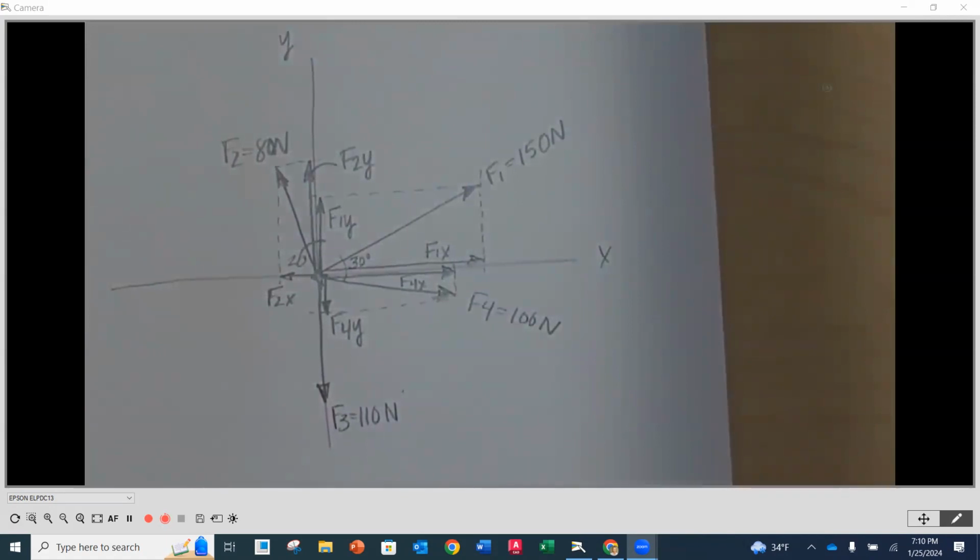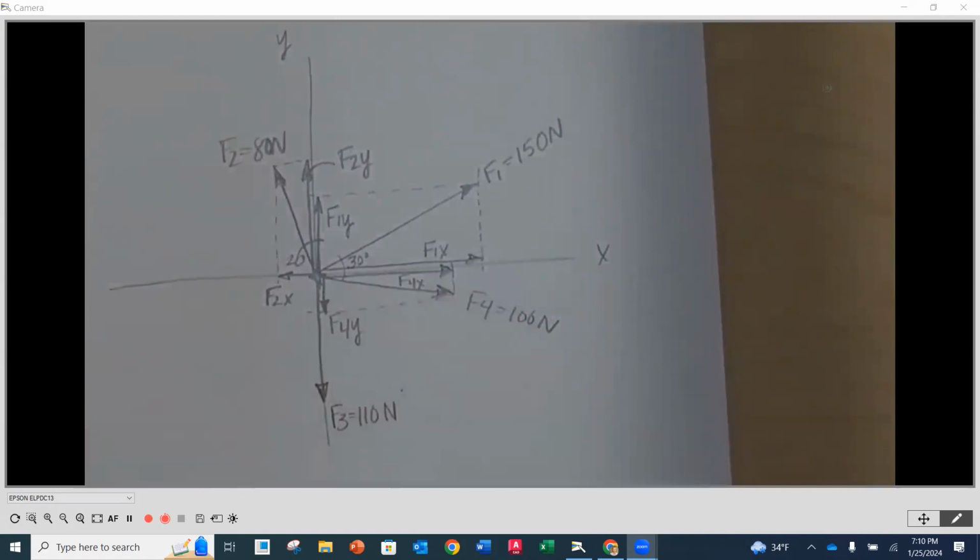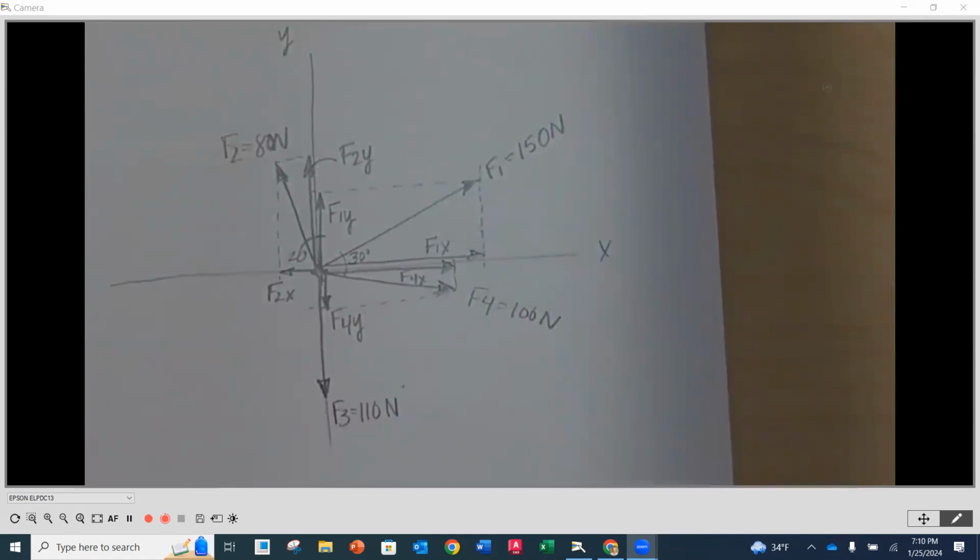Now, does everybody see why we have each one here labeled the way it is? Any questions at all? So I've got in the X-axis going to the right, an F1X and F4X. Going to the left, I've got an F2X. Going up on the Y-axis, I've got an F1Y and an F2Y. And going down, I've got the F3Y, and the F4Y is going down as well.